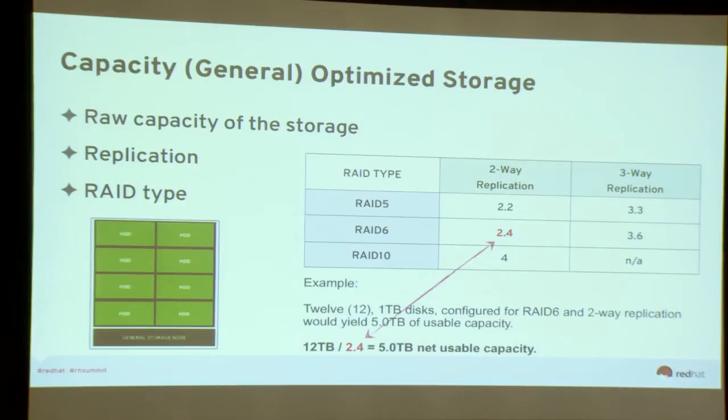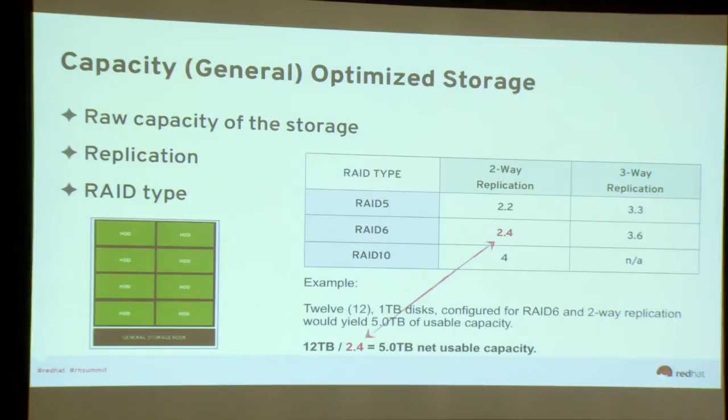So the next slide, now we talk about capacity. Now we talked about the 3 tiers. Here we talk about how, if you have a capacity optimized tier, you do capacity planning. The idea when you think about capacity planning is to think about the raw capacity of the storage that you need, and you have to account for replication, something like Red Hat Storage or Gluster. You have a replication factor, and then the RAID type that you use. Different RAID types offer different ratios. So the table is a ratio of total capacity to usable capacity.